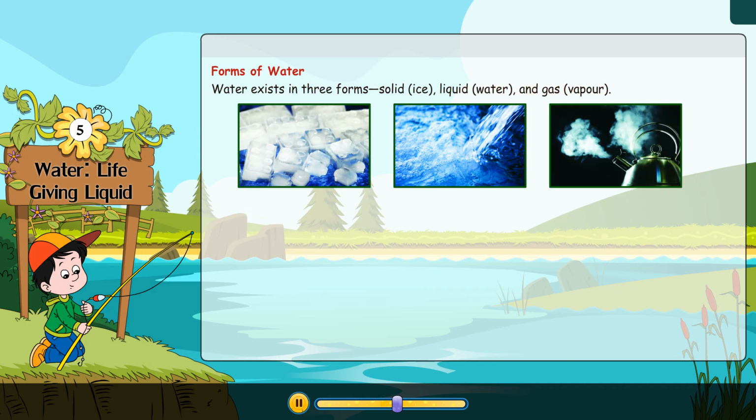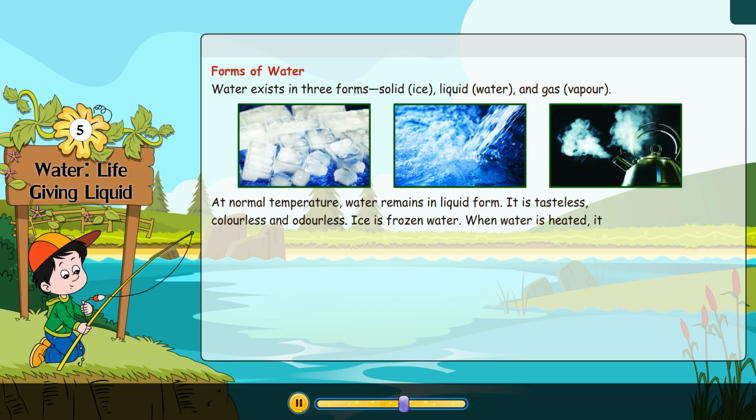Forms of water. Water exists in 3 forms: solid, ice; liquid, water; and gas, vapor. At normal temperature, water remains in liquid form. It is tasteless, colorless, and odorless. Ice is frozen water.